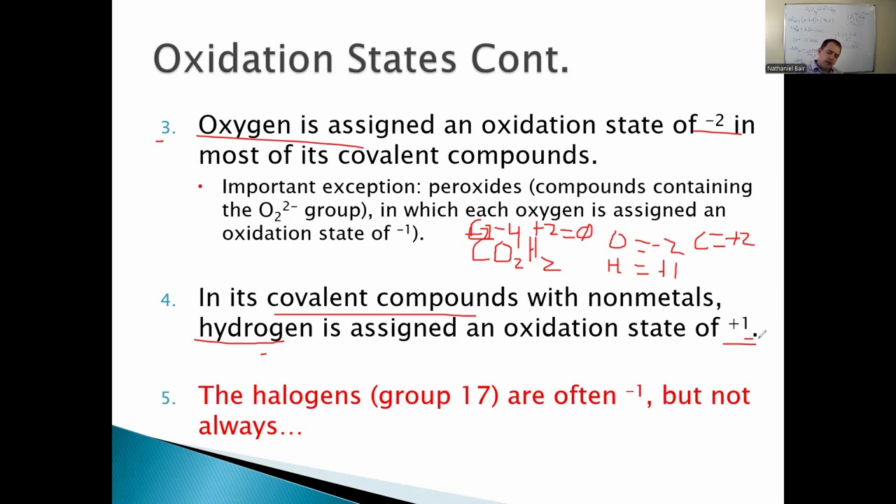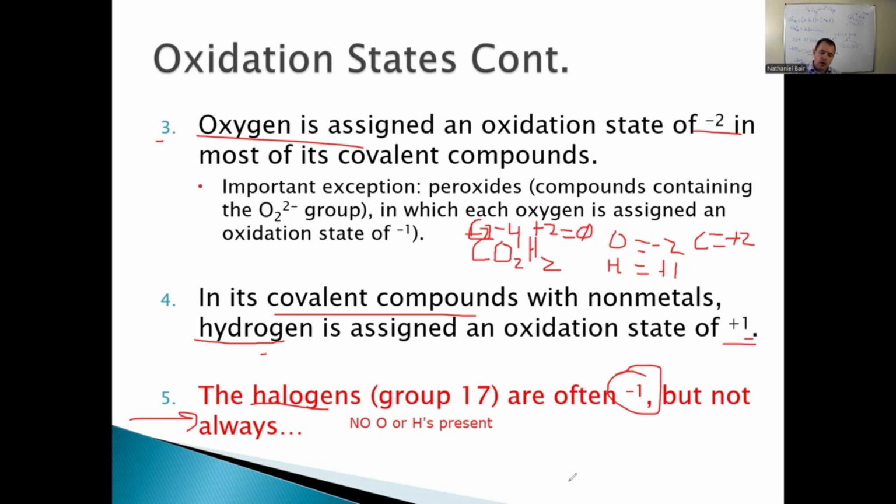Now, what if you have a covalent compound that doesn't have any oxygens or hydrogens? What do you do then? Well, that's why this is in red here, folks. You cannot always do this. You can only do this when, and you should write this down, there are no oxygens or hydrogens present. If there are no oxygens or hydrogens present, then it is safe to assume that halogens, those are the elements of group 17, fluorine, chlorine, bromine, iodine, astatine, are -1, but only when there are no oxygens or hydrogens present.